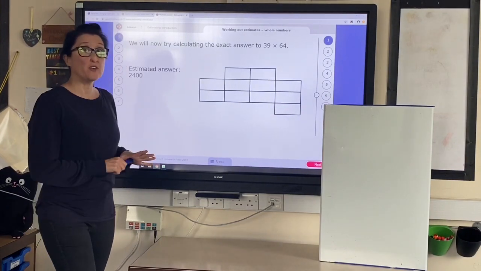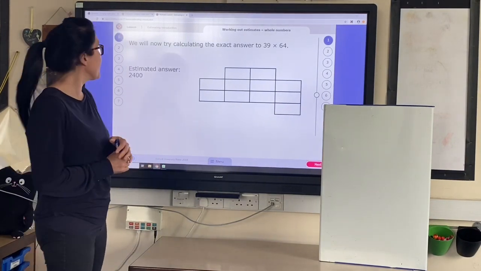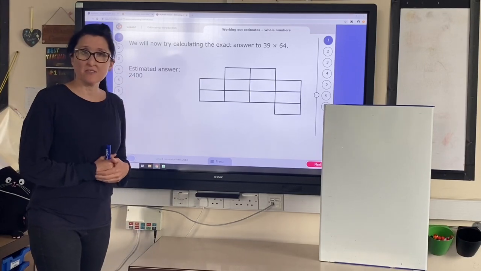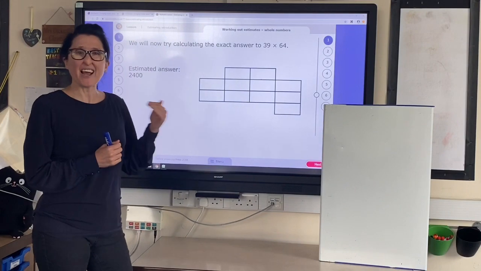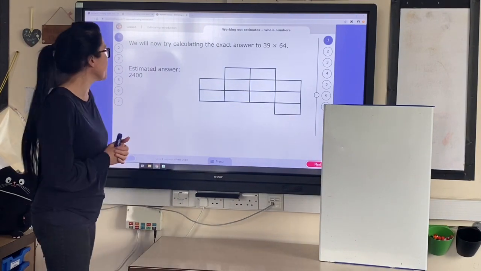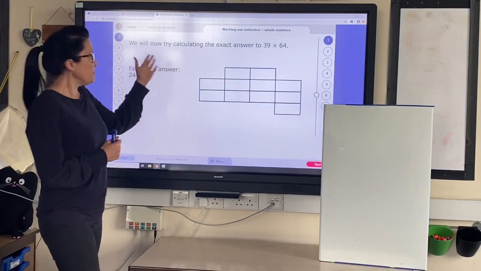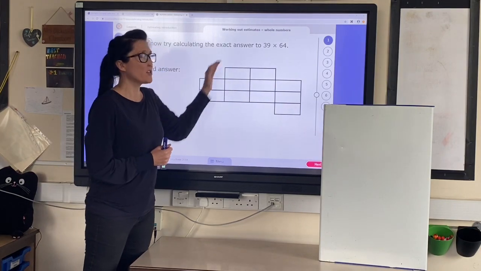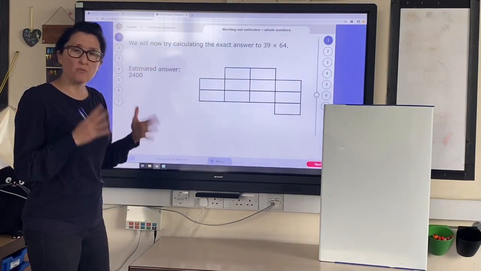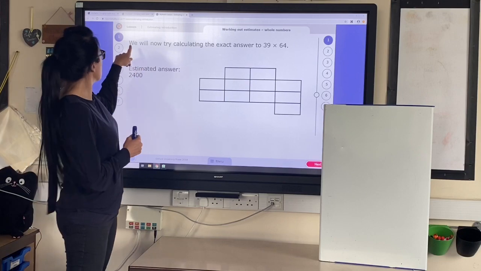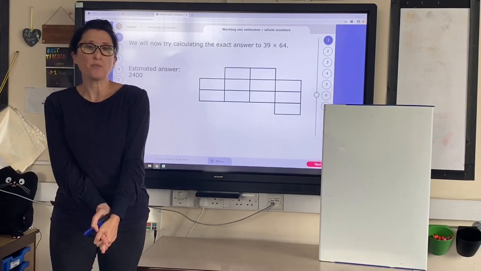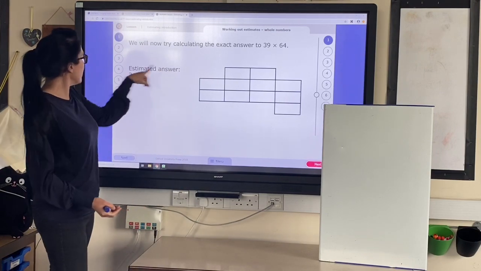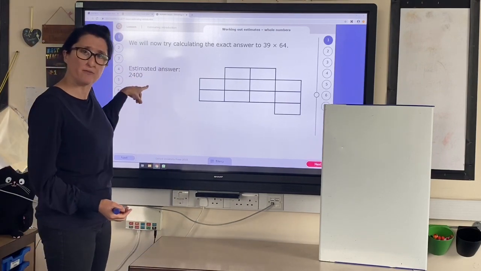Right, so once we've used rounding to estimate, we can then calculate the exact answer. And that will show us how close we've got to the real, accurate answer by using estimation. So on here, this grid is showing you how to partition your numbers in order to multiply them step by step. So it says we will now try calculating the exact answer to 39 multiplied by 64. Now it's telling you here that the estimated answer is 2,400.